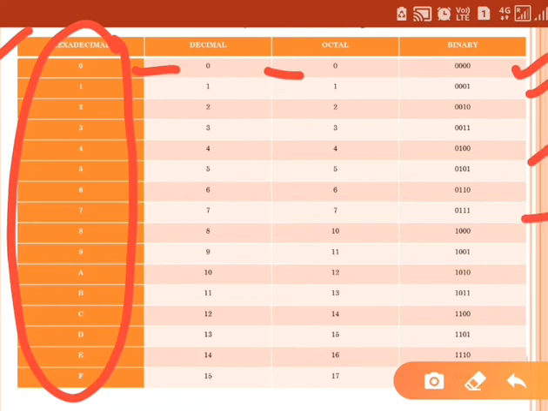Like this, we have to learn all the values. The value of A in hexadecimal number is equivalent to the decimal of 10, and octal it is 12, and binary it is 1010. By this we can convert any binary system to decimal or any hexadecimal number system to binary, octal, decimal. We can convert anything.